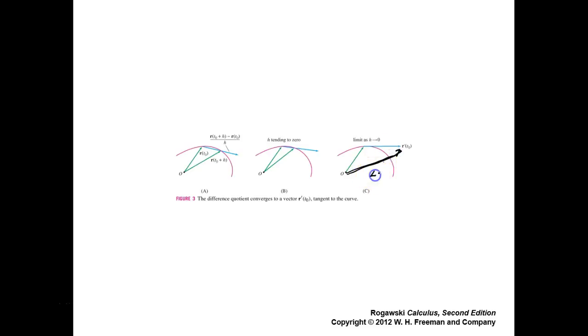Okay. L of T would be this. This is R at T0. Remember, right here, there's our R at T0. And this is your R prime at T0. Plus T times R prime at T0.